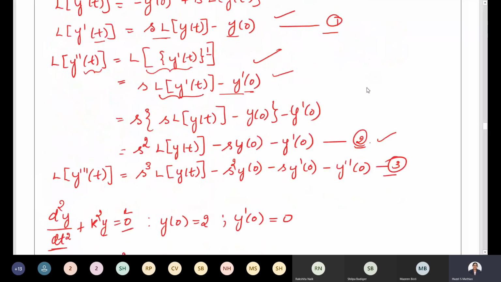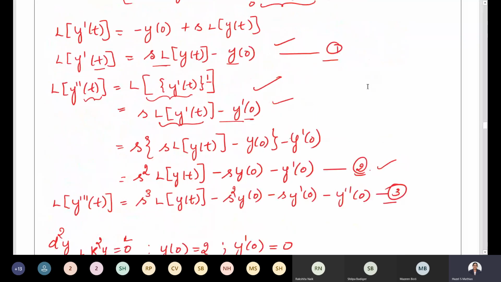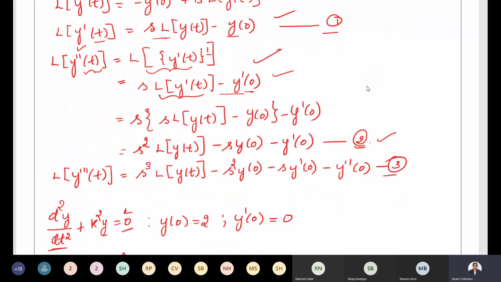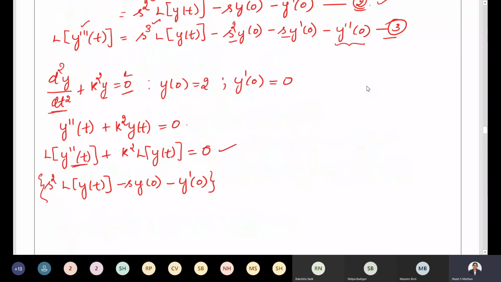Suppose we have the second derivative, s square will be over here. If you have the third derivative, it will be s cube. Similarly, the powers keep decreasing by one, with a constant term. So it's very easy to remember. Here you have the second derivative, that's why it is s square into Laplace transform of y of t minus s into y of 0 minus y dash of 0. Then what is remaining? Plus k square into Laplace transform of y of t, equal to 0.